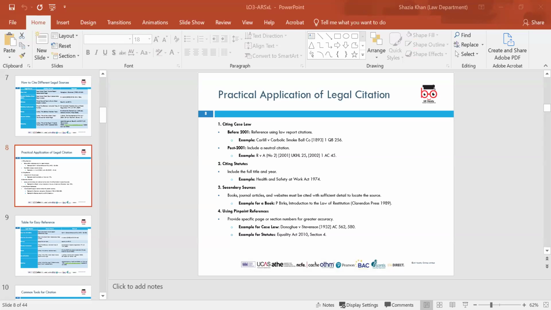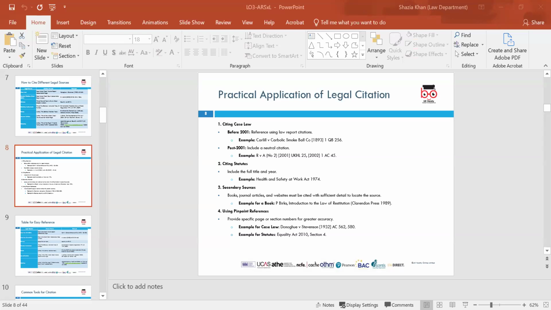So the first one is citing case law. Before 2001, you reference using report citations, for example the case of Carlill v Carbolic Smoke Ball Company, 1893. Post-2001 is, for example, R v A 2001. Citing statutes include the full title. Secondary resources, books, journals, articles and websites are cited with sufficient detail to locate them, using pinpoint referencing as well, using an example for case law sections of it.